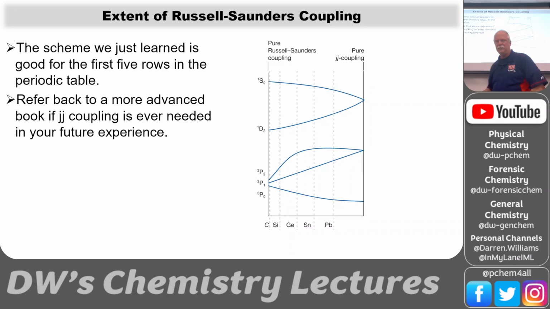Now, this is sort of an analysis of where these terms are, the terms that we generated for carbon. Their energy level differences change as we go down the periodic table, but notice they converge over here. And this is what we've learned as Russell-Saunders coupling. There's a little different coupling scheme for the heaviest atoms, okay? And so we're just going to learn this bottom one. So, okay.